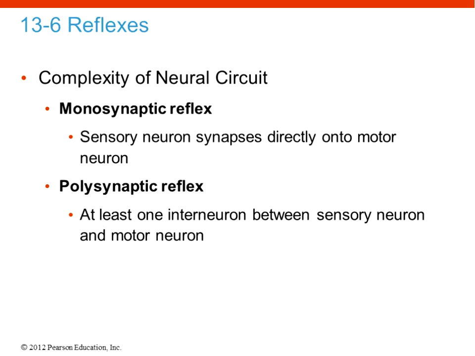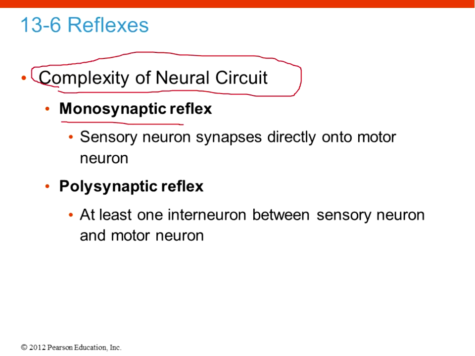Reflexes can also vary in complexity. I talked about this previously. You can have monosynaptic reflexes, where you have one specific sensory neuron linking up with a motor neuron. Nothing else, just one synapse between a sensory and a motor neuron.